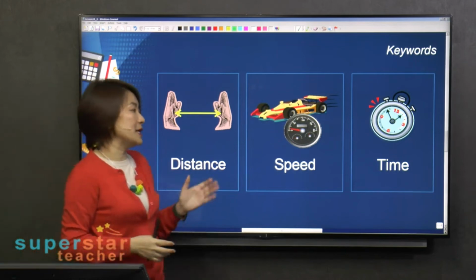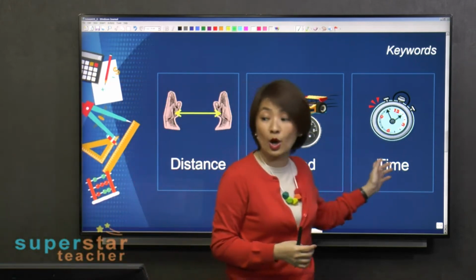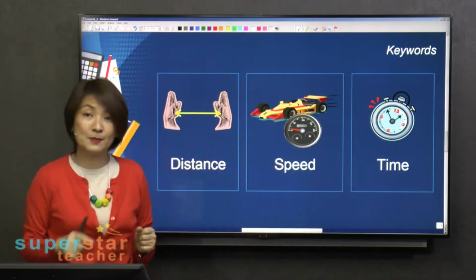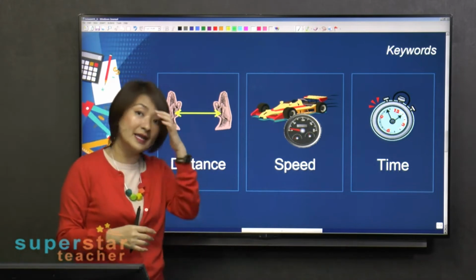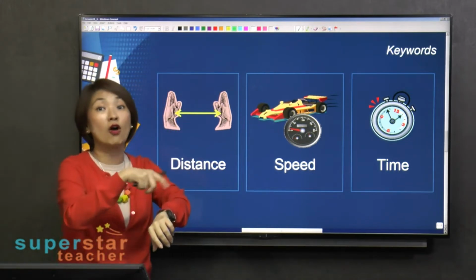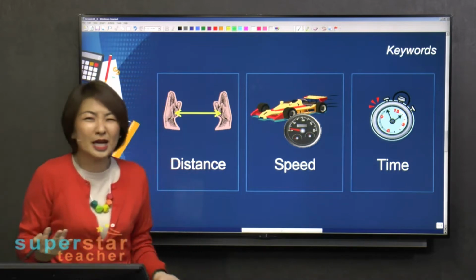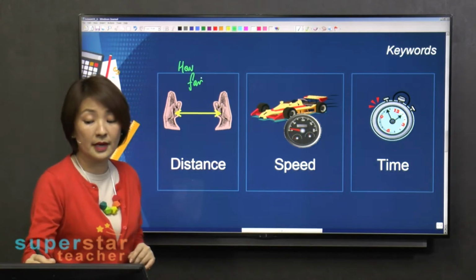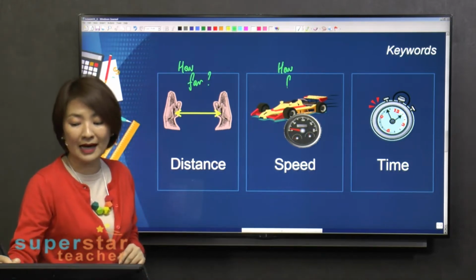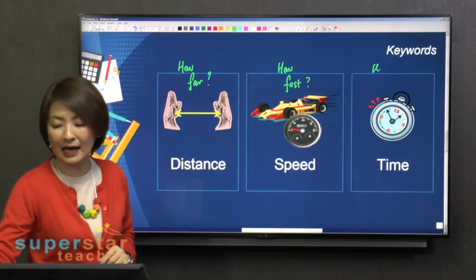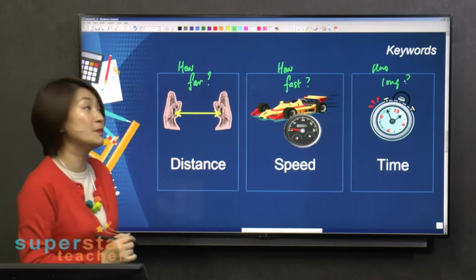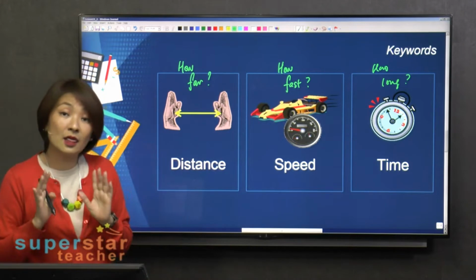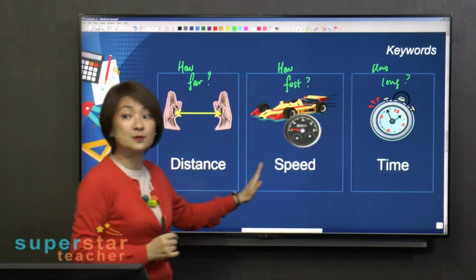So when we are working on speed, there are three things that we have to take note of. Distance means how long or how far. Speed, how fast. Time, well, time is how long as well, how much time. So generally the keywords that I think of is this is how far, this is how fast, and this is how long. Impatient people will ask, how long do you need? So basically three keywords: distance, speed, time.